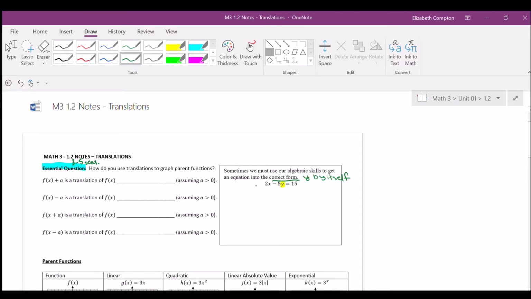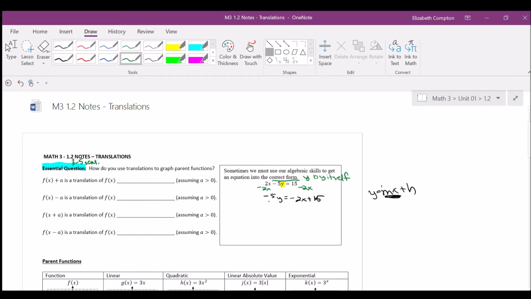So the first thing I want to do is get this whole negative 5y by itself. So I'm going to subtract 2x, and that's going to give me negative 5y equals negative 2x plus 15. And I put the x in front because typically we look at y equals mx plus b. So we want the x in front and the number at the end.